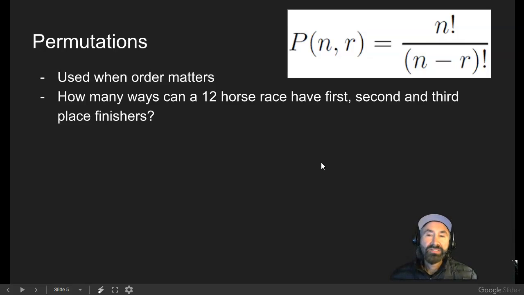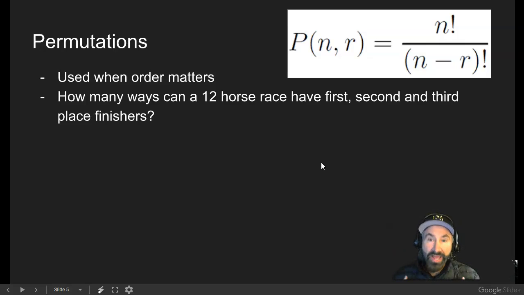Well, in this case, the way that the first three horses finish is important. In other words, we're not talking about how many ways can three horses cross the finish line before all the rest. We're talking about how many ways can you get a first, a second, and a third place finisher.